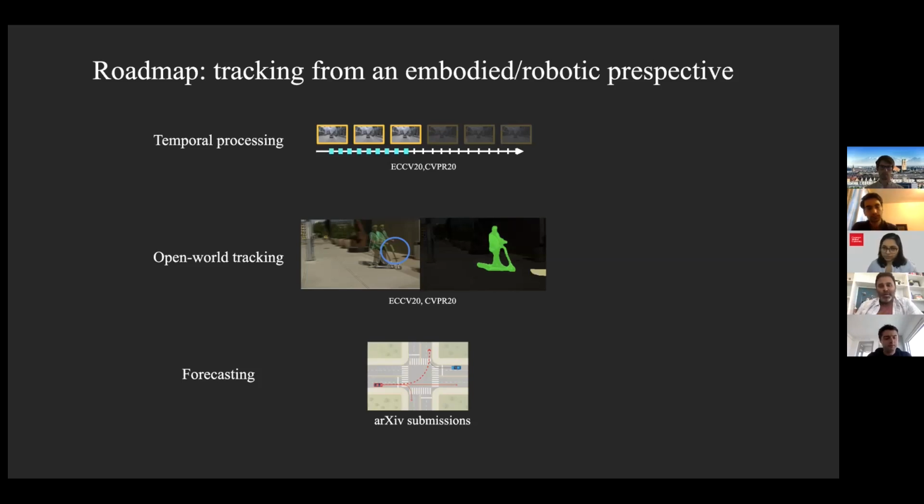The context that I'll give this talk in is very much tracking for robotics. I like thinking of this in terms of embodied cognition. There's a body moving around, perceiving what's happening in the world, and trying to act in it.